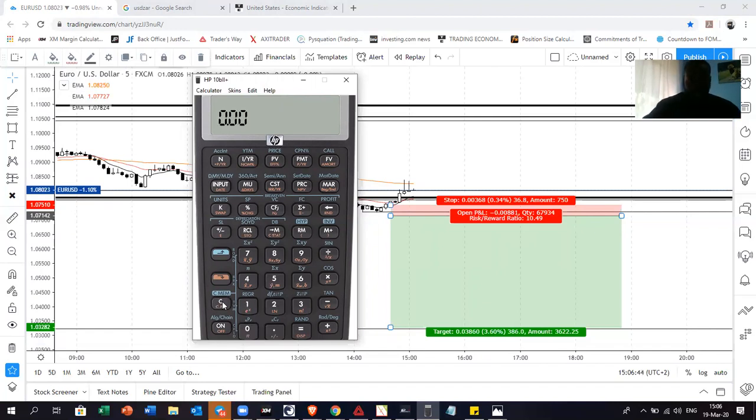Now let's take it even one up. You're risking a mini lot, right? Mini lot is $1 times 35 pips, right? And you're risking $35 to make $350. I'll do that, right?